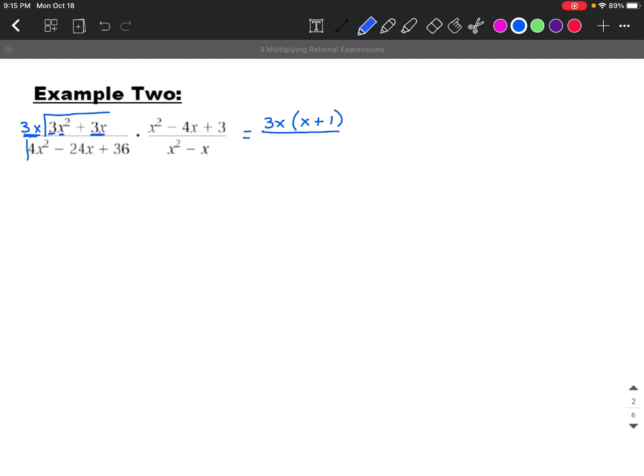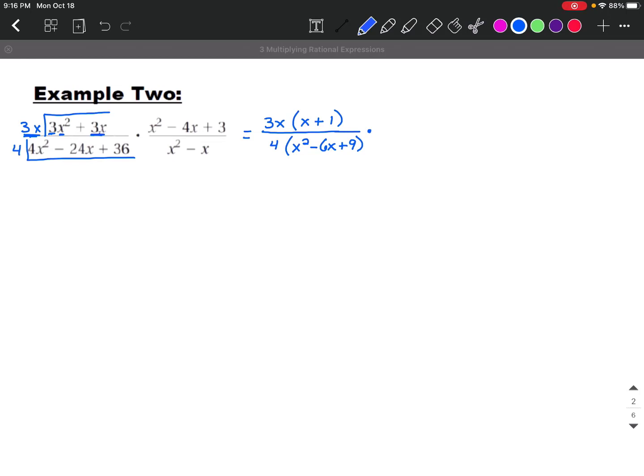Now in the bottom, again, there's a greatest common factor. What number goes into 4, 24, and 36? That would be 4. So I'm going to factor out this 4. 4x squared divided by 4 is x squared, minus 24x divided by 4 is 6x, plus 36 divided by 4 is 9. And you know what? That's going to factor some more even.